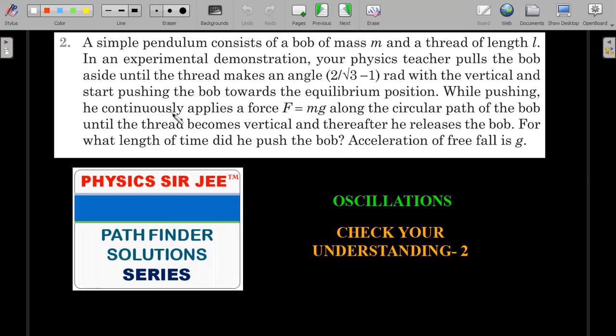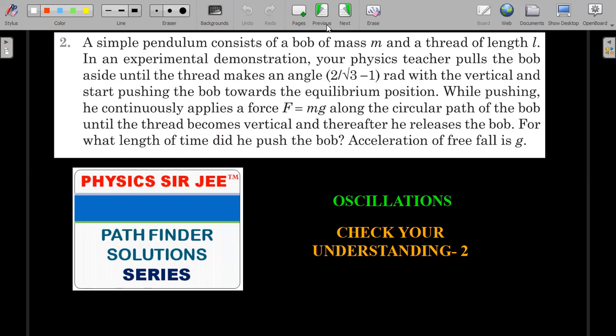While pushing, he continuously applies a force F equal to mg along the circular path of the bob until the thread becomes vertical, and thereafter he releases the bob. For what length of time did he push the bob? The acceleration due to gravity is assumed to be g.